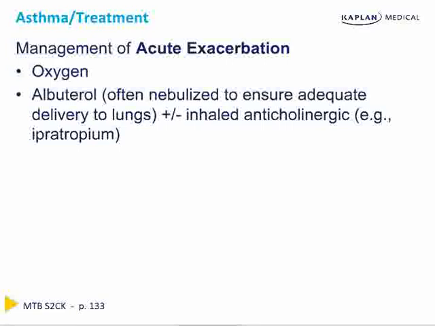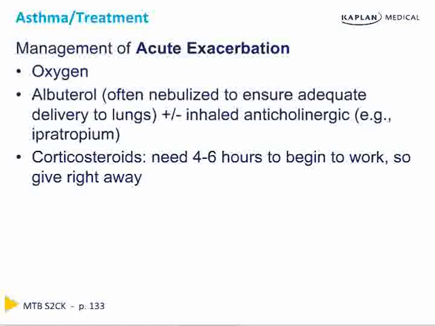Sometimes inhaled anticholinergic agents, such as ipratropium, are also given, again, in effort to decrease the amount of bronchoconstriction contributing to the asthma flare. Corticosteroids are also the mainstay of treatment in acute asthma exacerbation. These need about 4 to 6 hours to begin to work, so they must be administered immediately. Whether you give them orally or intravenously does not make a difference, but they must be given immediately.